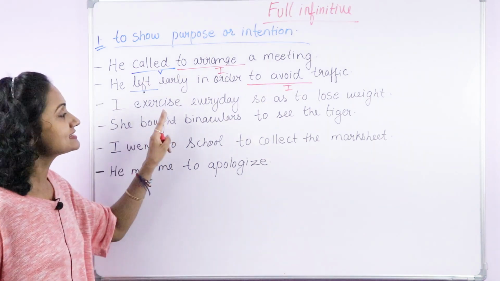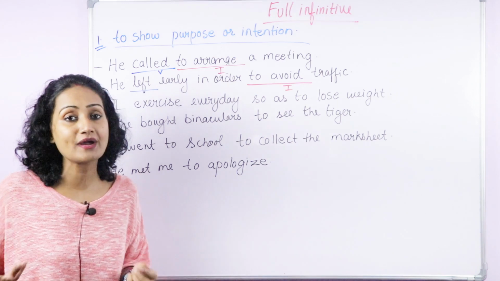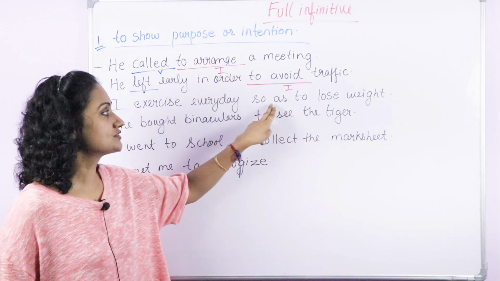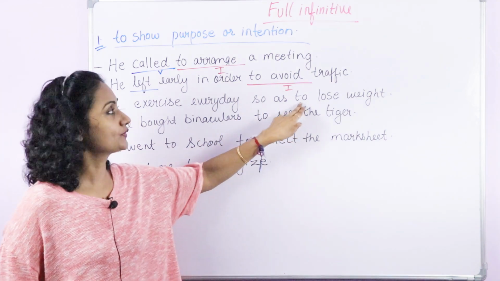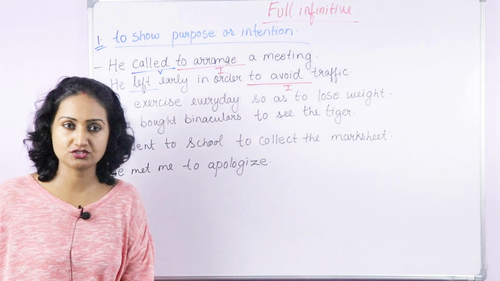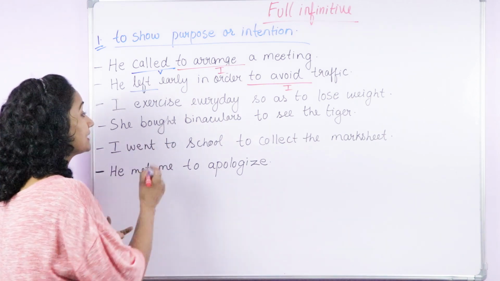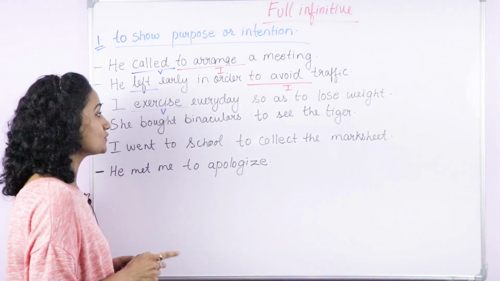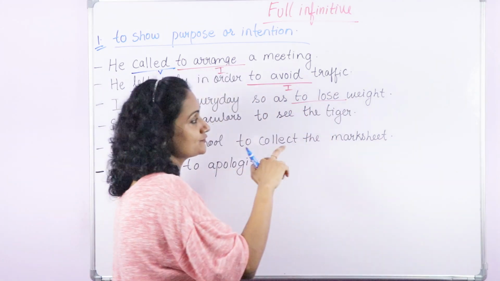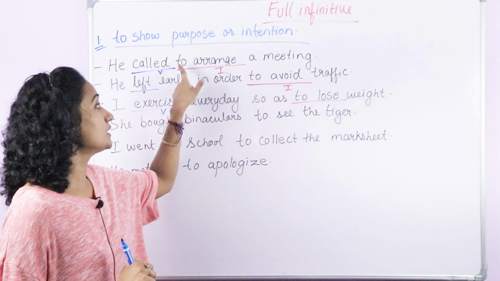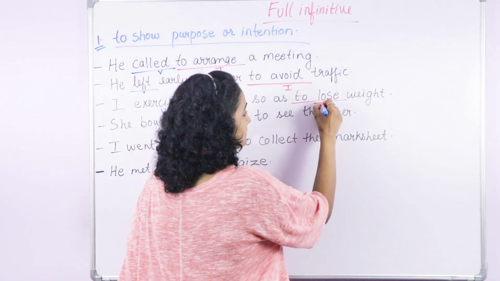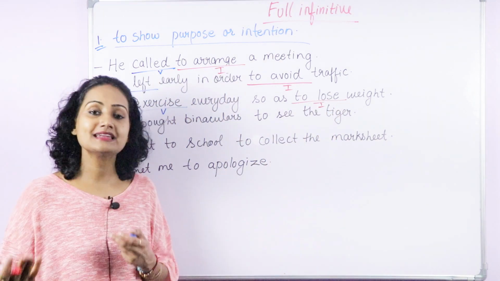Next is I exercise every day so as to lose weight. Why do I exercise every day? To lose weight. Again, you can use this phrase also, so as to. Okay, in order to, so as to. It is used to tell the purpose of an action. Okay, so I exercise. Again, exercise is the main verb. Why do I exercise every day? So as to lose weight. So to lose, to plus first form of the verb. To lose weight. So this is an infinitive and it is used as an adverb.